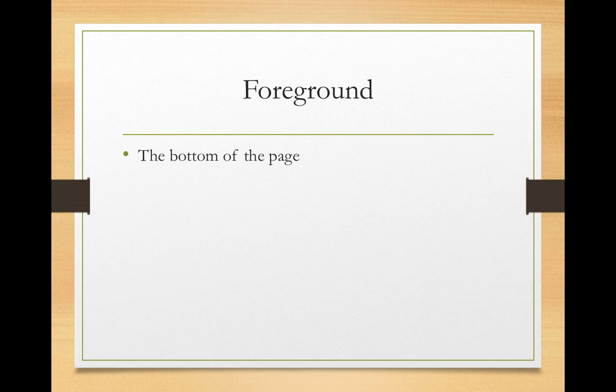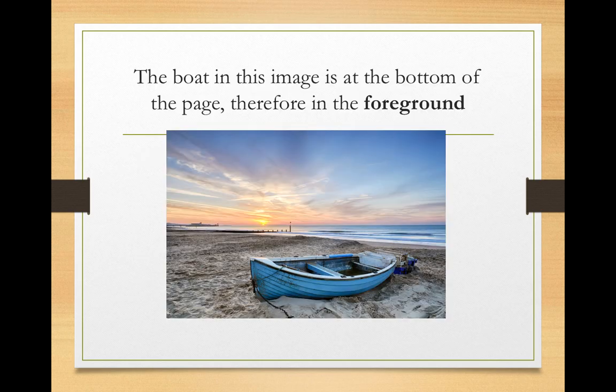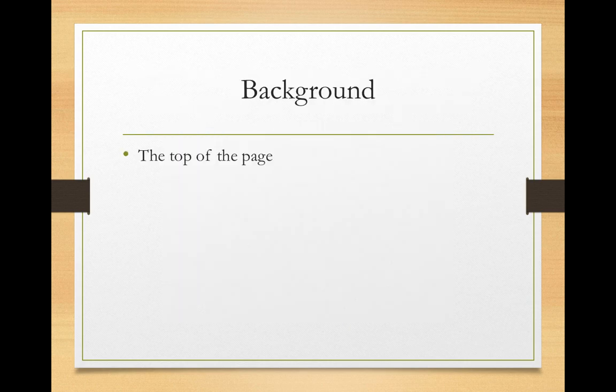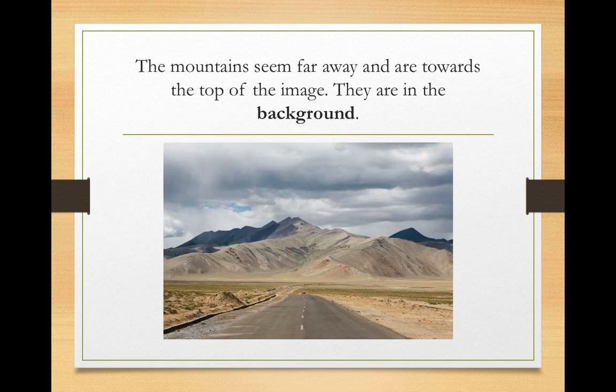The next technique is called foreground. So that's the bottom of the page. The boat in this image is at the bottom of the page, therefore it's in the foreground. Normally we see that the foreground is in front of some other things. So the boat here is in front of the ocean, which is in the background. Okay, and you see the background is at the top of the page. So the mountains seem far away and are towards the top of the image. They are in the background.